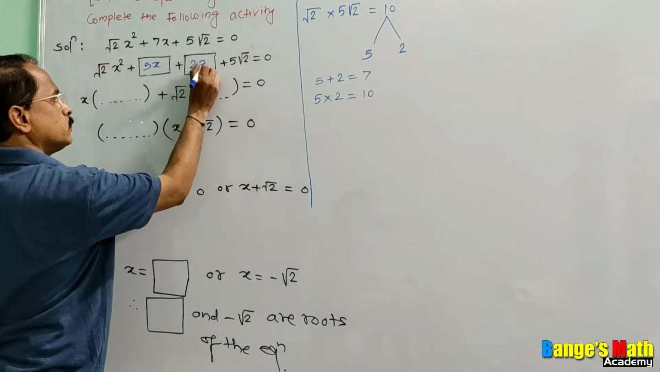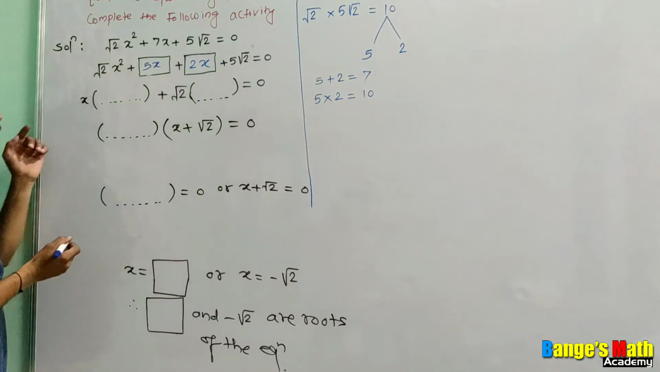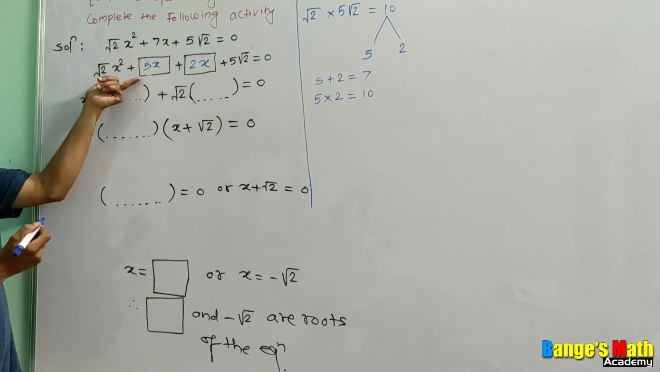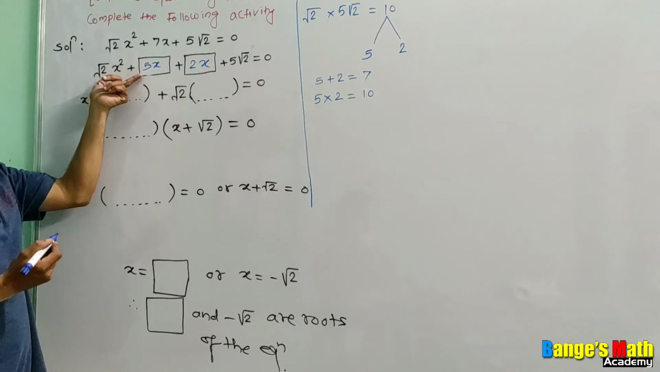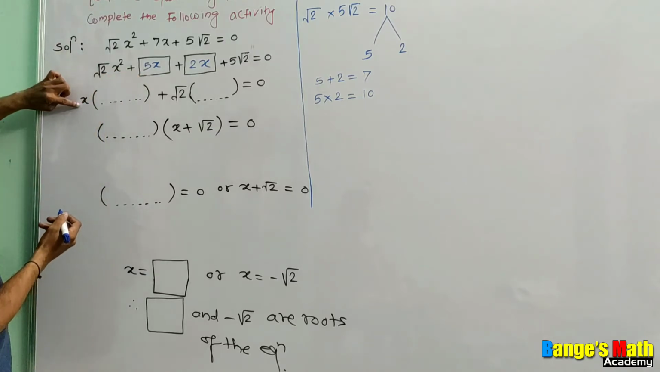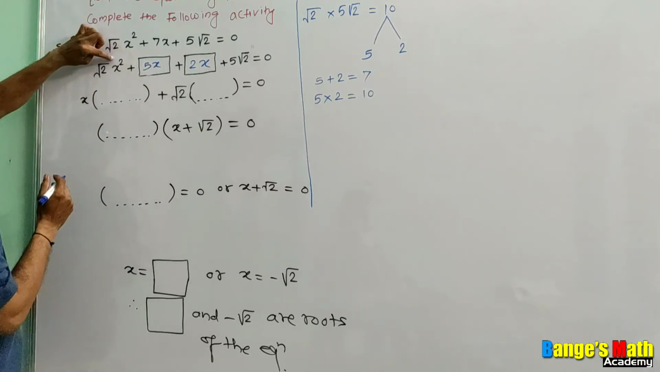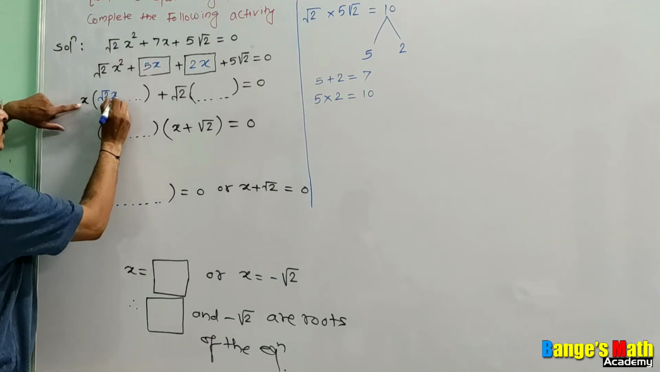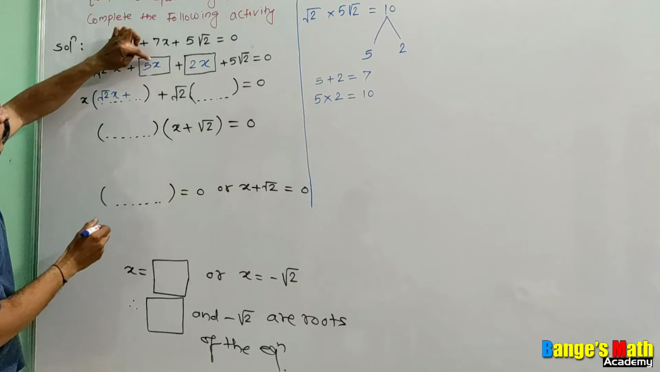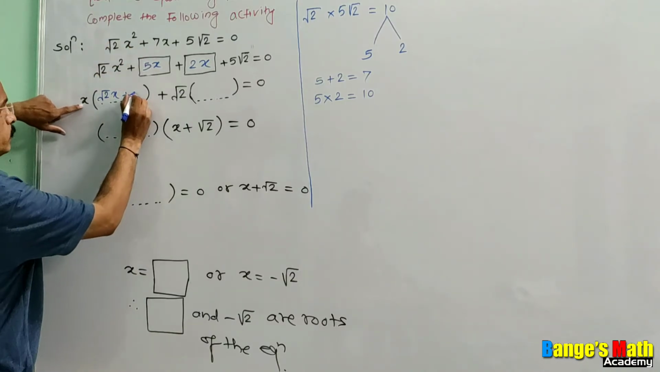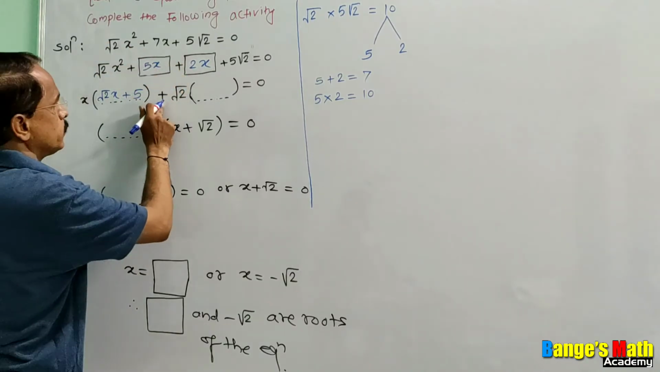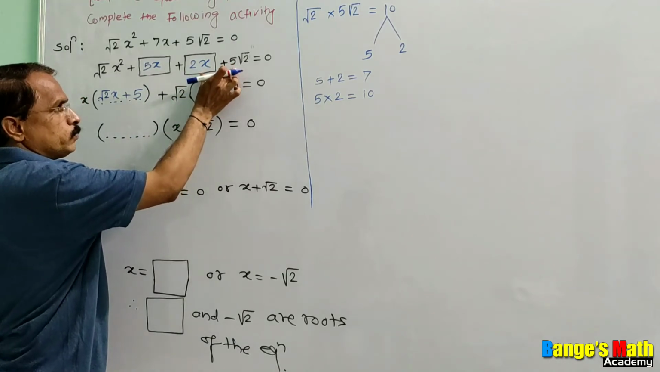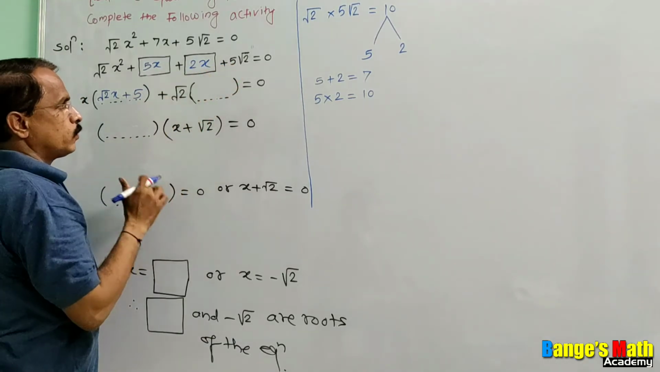5x plus 2x. Then see, from these two terms we can take x as a common factor. Write down x as a common factor. Divide root 2x square by x. We get root 2x plus 5x divided by x. We get 5 plus. Then from these two terms we can take root 2 as a common factor.